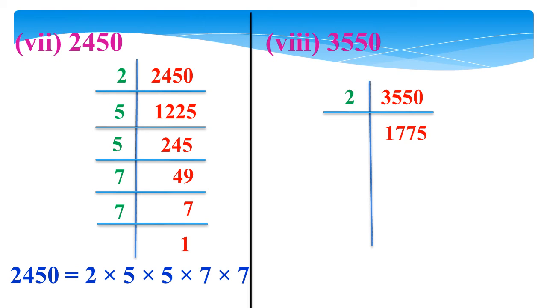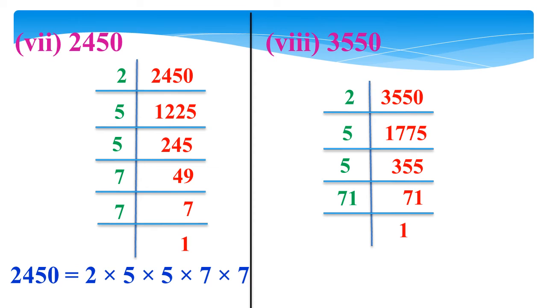So 1775 is divisible by 5. Dividing 1775 by 5, we get 355. 355 ends in 5, so it is divisible by 5. Dividing 355 by 5, we get 71. Now 71 is a prime number, so it is divisible by 71.